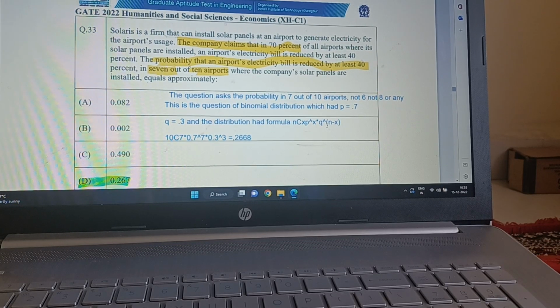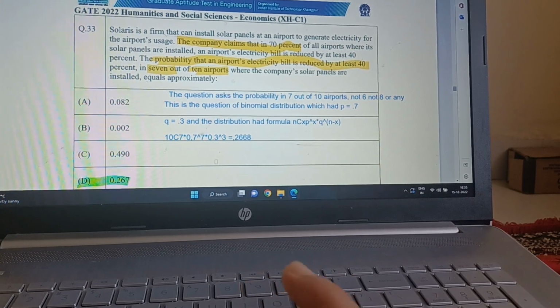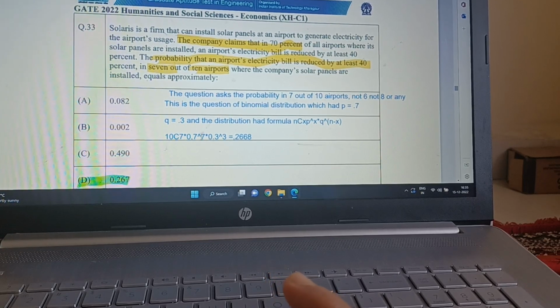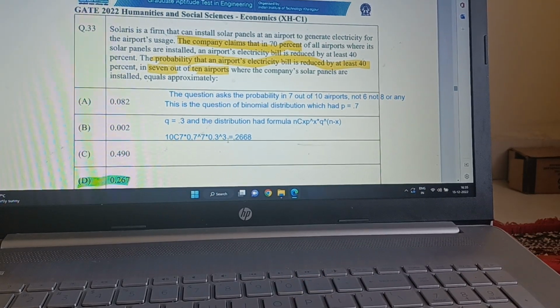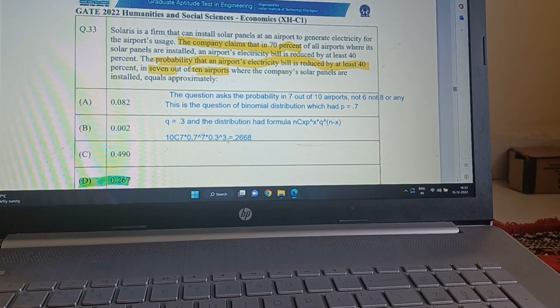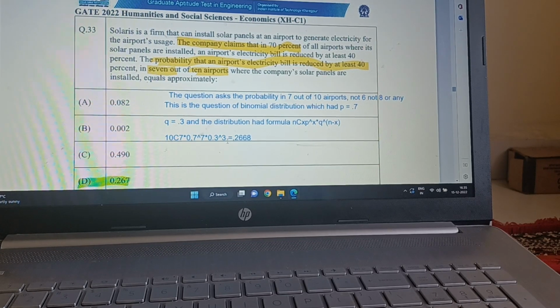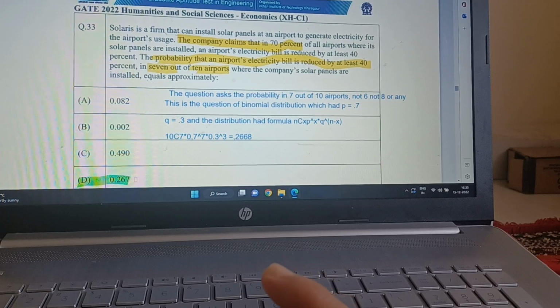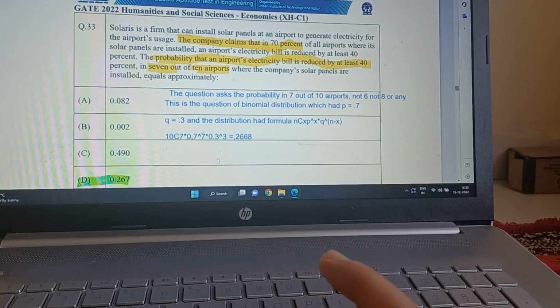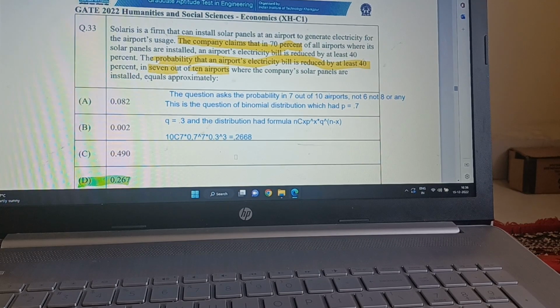Means these 7 airports can be chosen in 10 choose 7 ways, and choose means combination. So this becomes 10 combination 7 times 0.7 to the power 7 and 0.3 to the power 3, because it is asking for 7 airports. Success is 7 airports. So that's why 0.7 to the power 7, and this becomes 0.2668. So the closest to this value is 0.267. Well, actually it is the rounded value of 0.2668. So hence D is the correct answer.